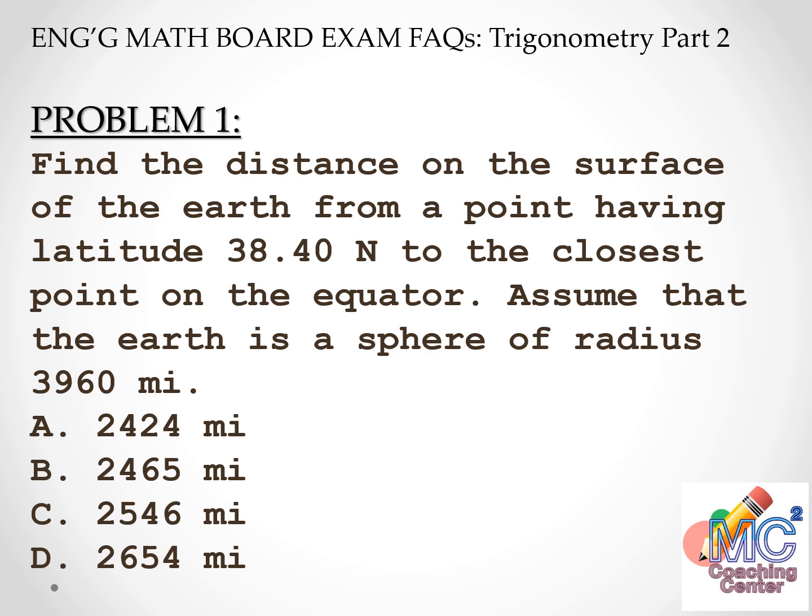Is it letter A, 2,424 miles? Letter B, 2,465 miles. Letter C, 2,546 miles. Letter D, 2,654 miles. So, this is para sa parang spherical trigonometry. Okay? So, Earth's sphere.